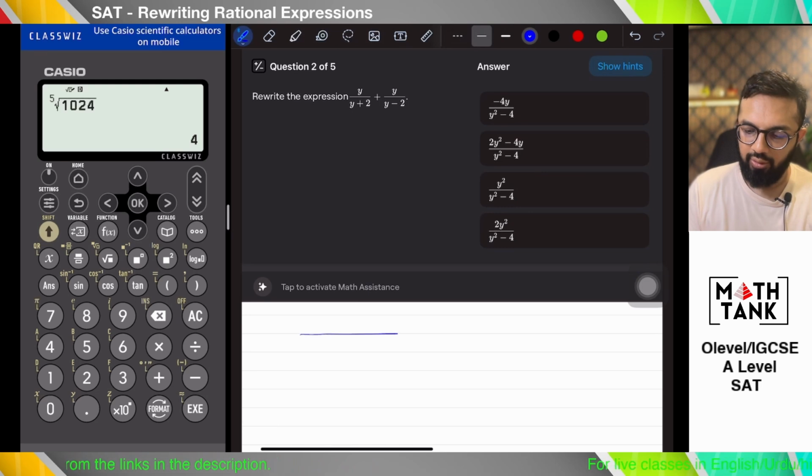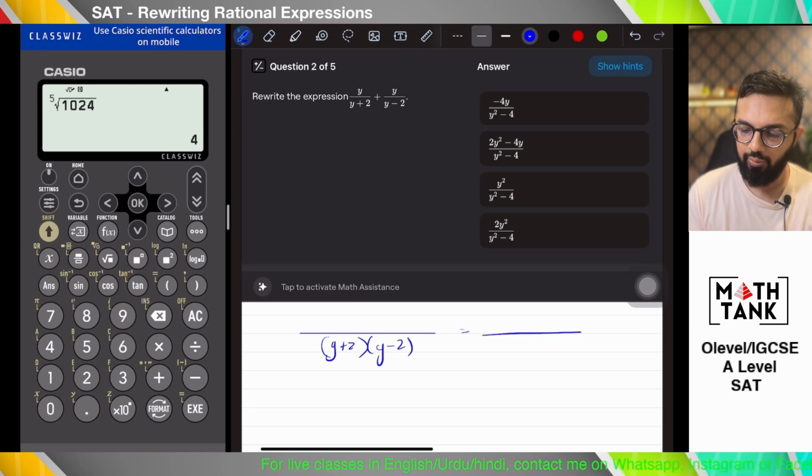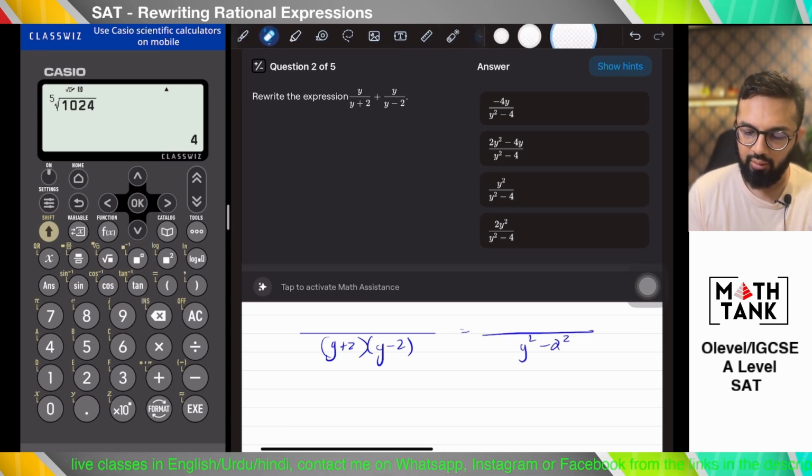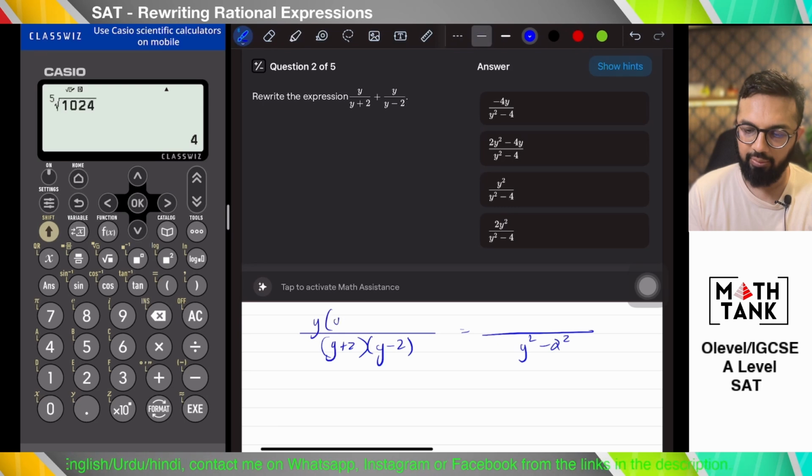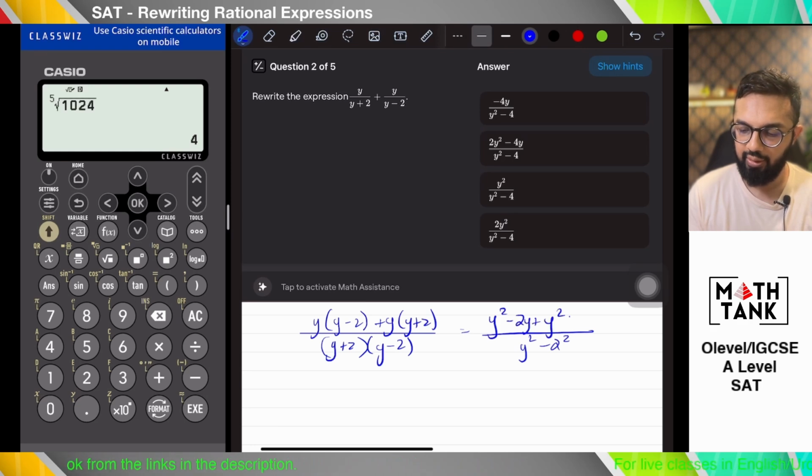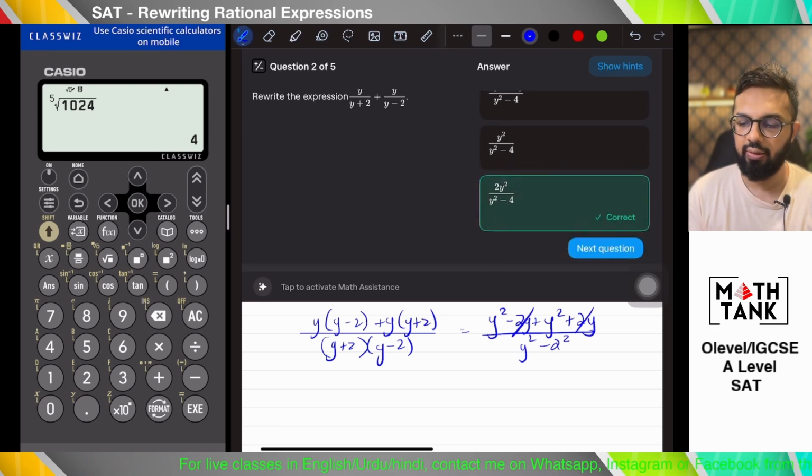I'll have to take a common denominator here. y plus 2 into y minus 2. That should give me y square minus 2 square, which is y square minus 4. This gets multiplied with y minus 2, and this gets multiplied with y plus 2. So I get y square minus 2y plus y square plus 2y. So I get 2y squared over y squared minus 4. That should be the correct answer to this.